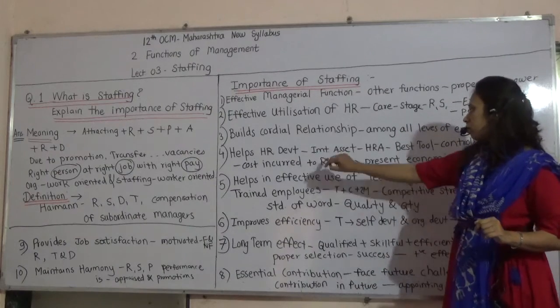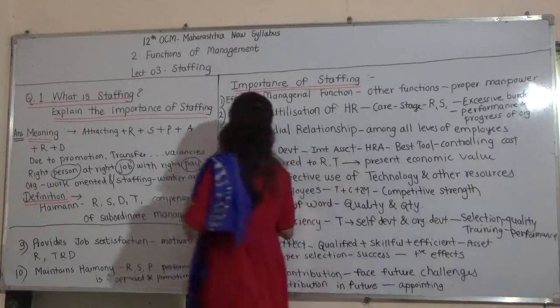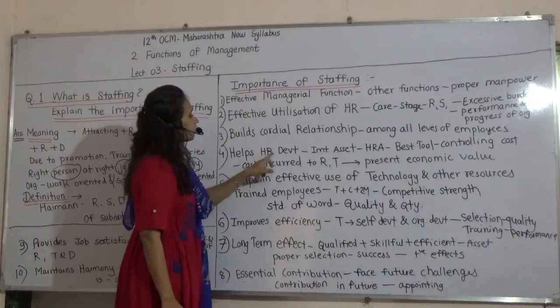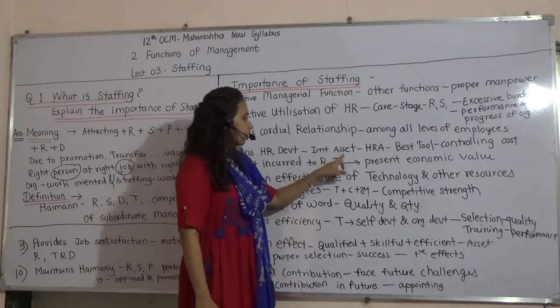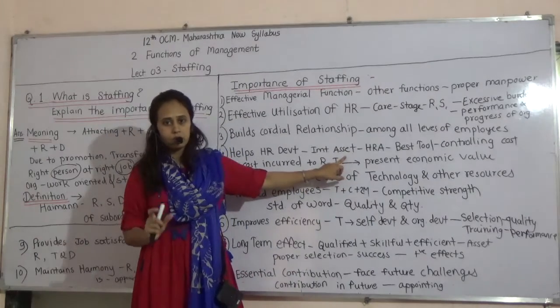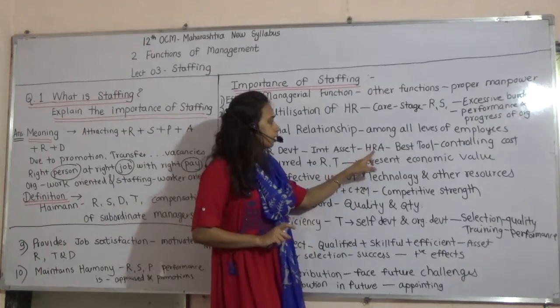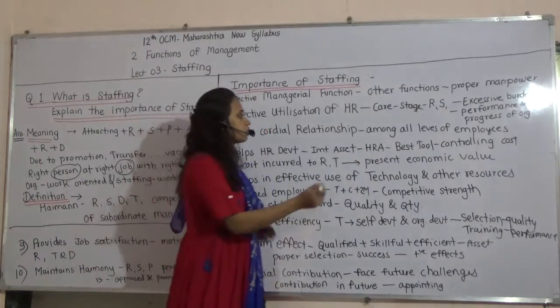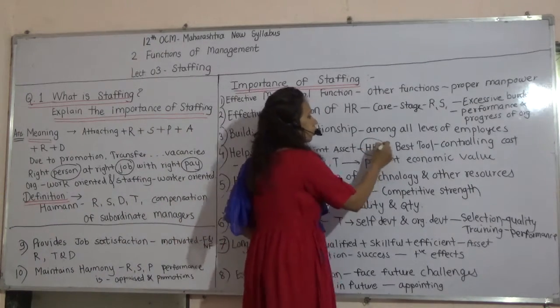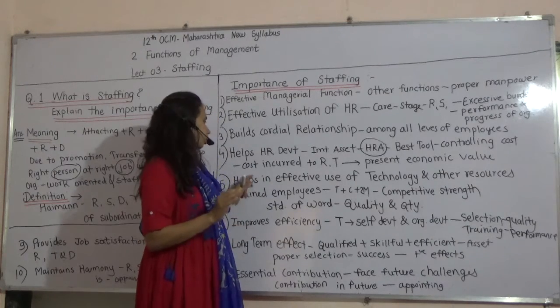Friends, just come to the fourth point. I want to explain one more point. We left one point: helps HR development. It's an important asset. Your staff, the organization staff, is a very important asset of the organization. Human resource accounting. This is a new concept. It is the best tool of controlling cost.